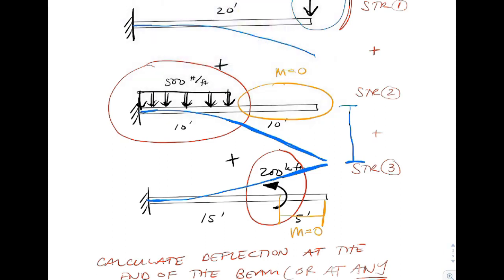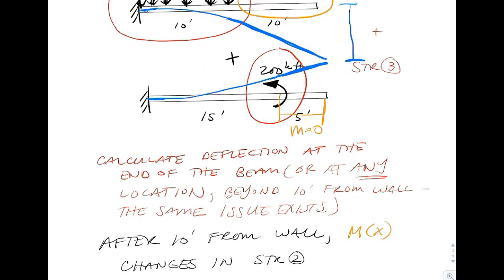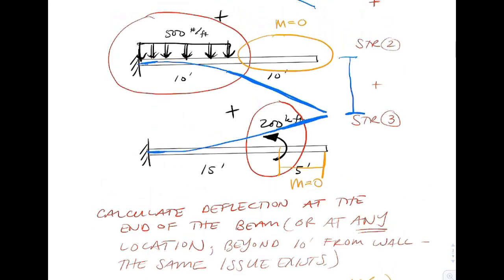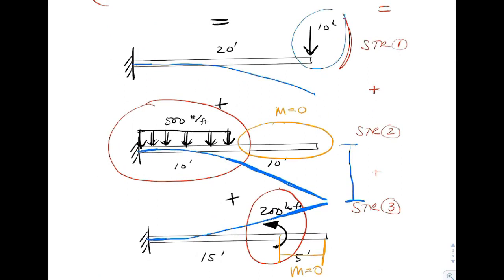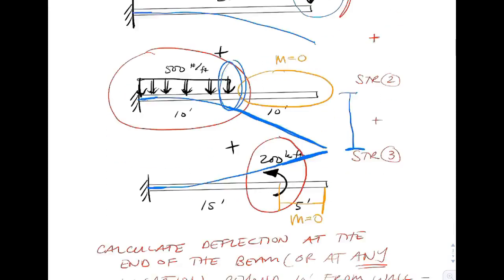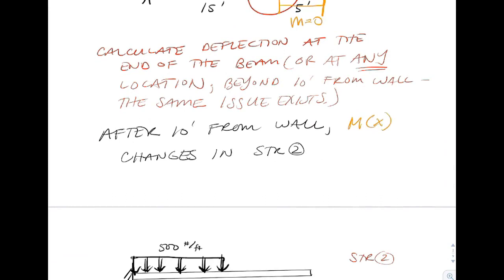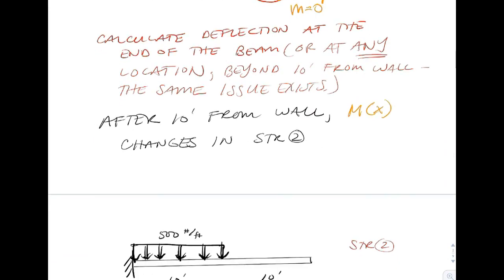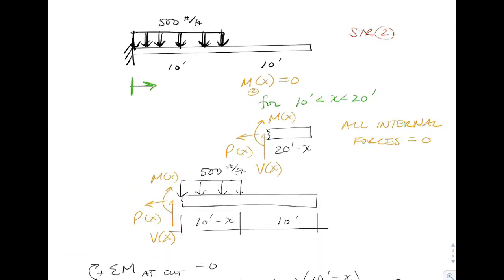So to calculate the deflection at the end of the beam, and technically it would also occur anywhere past 10 feet on the beam, which is where the distributed load stops being applied, we're going to have this same issue that occurs. So let's take a look a little bit closer here at the distributed load beam.